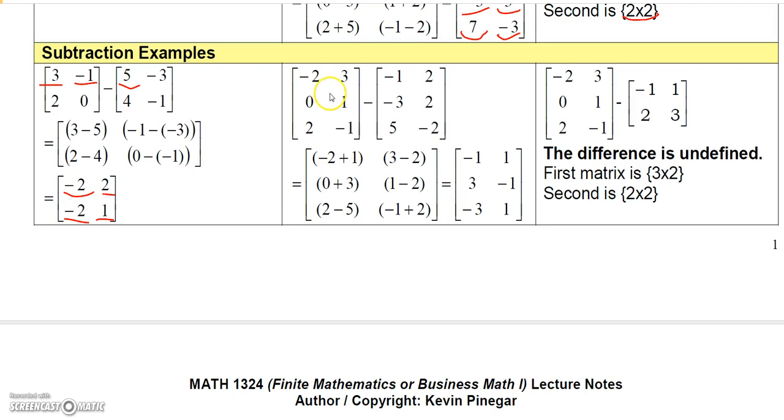And then here, if we subtract these two, you have -2 minus -1. Well, that's going to be -2 plus 1, which is -1. And you're going to have 3 minus 2, which is just, of course, 1. And you're going to have 0 minus negative 3, which is the same as 0 plus 3, which is 3.